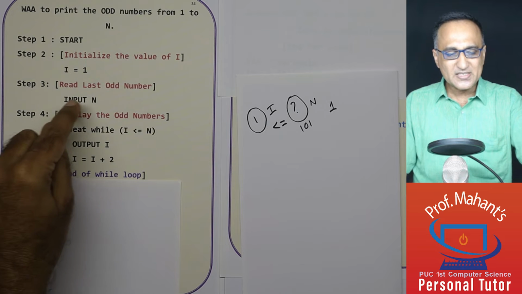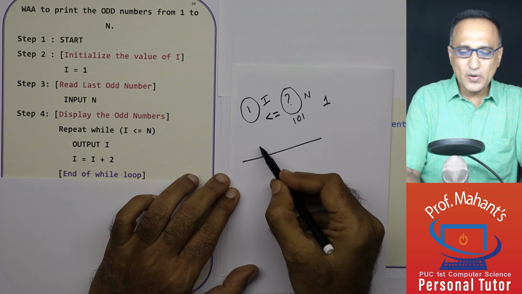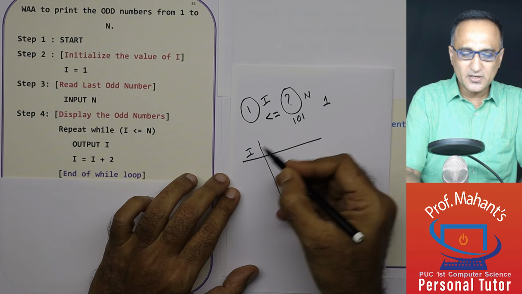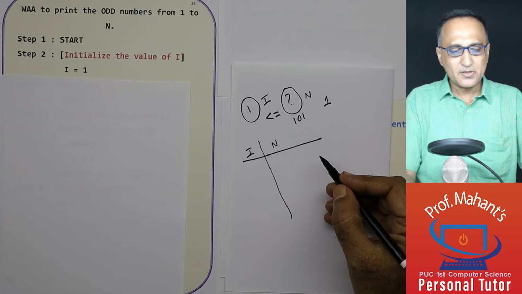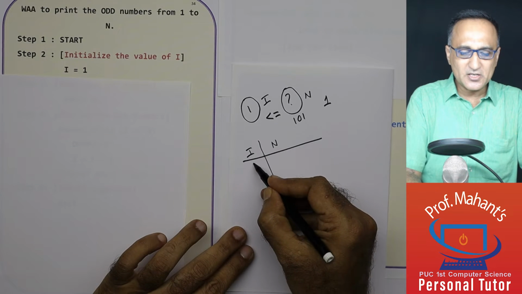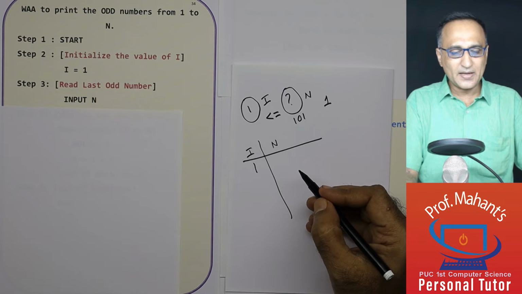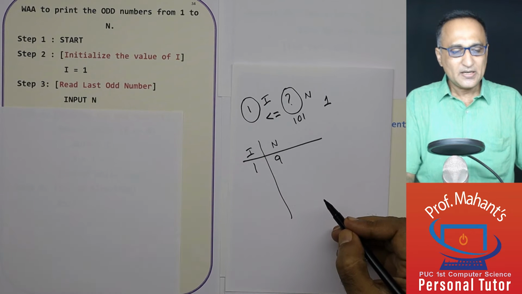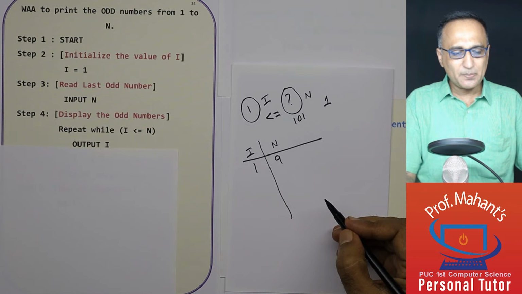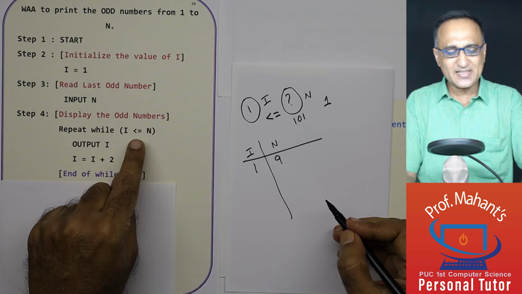In order to understand this particular piece, let us take a table, but let us take a smaller value of n so that we are able to finish it in a reasonable amount of time. So let's start from step number 2. I's value I have initialized as 1. I am asking you to enter the value of n. Let us say you enter the value of n as 9. Now the next step is repeating these two statements, output I and I plus 2, as long as the value of I is less than or equal to n.